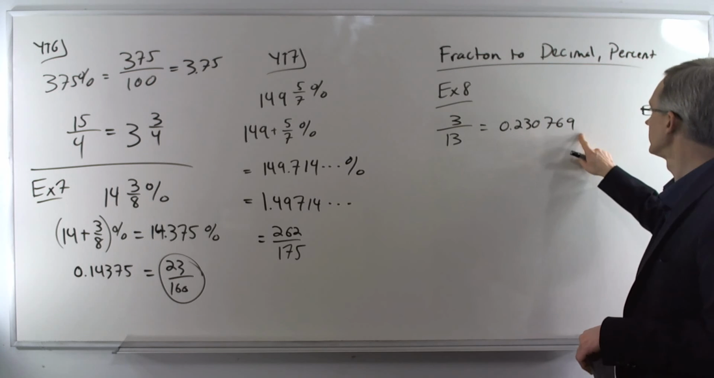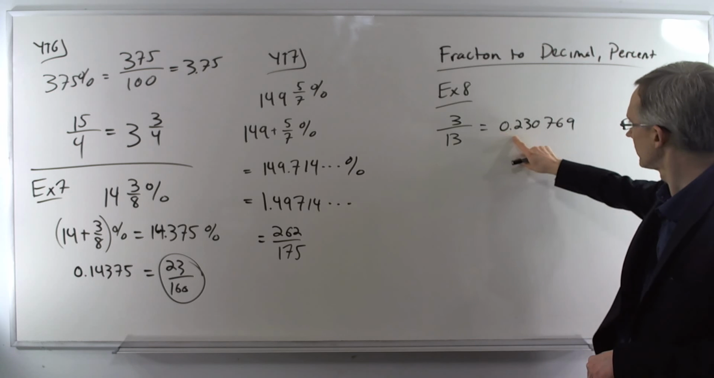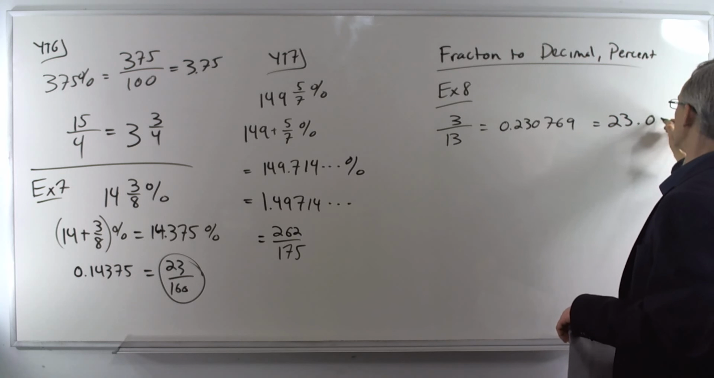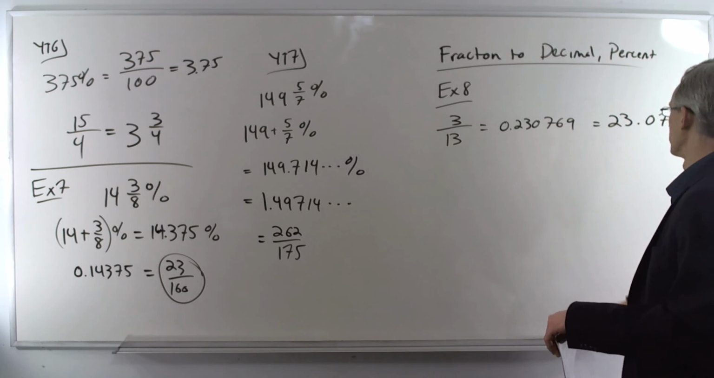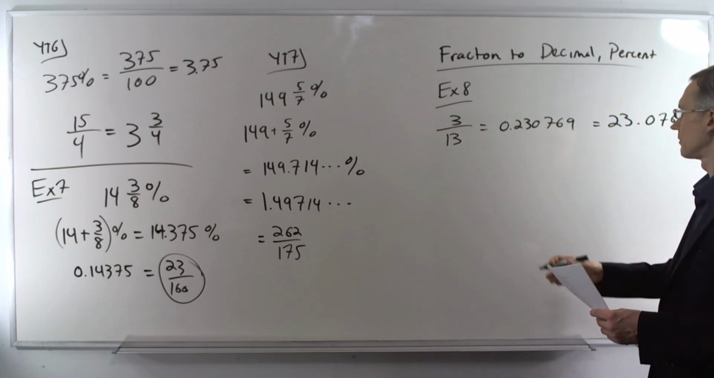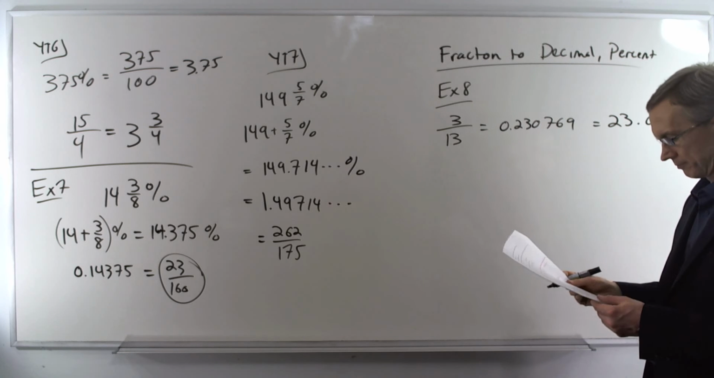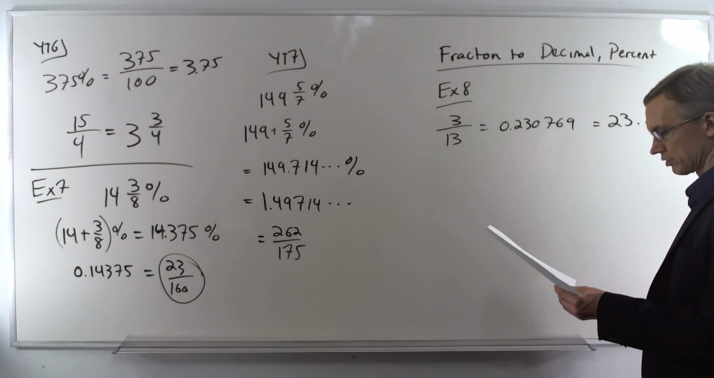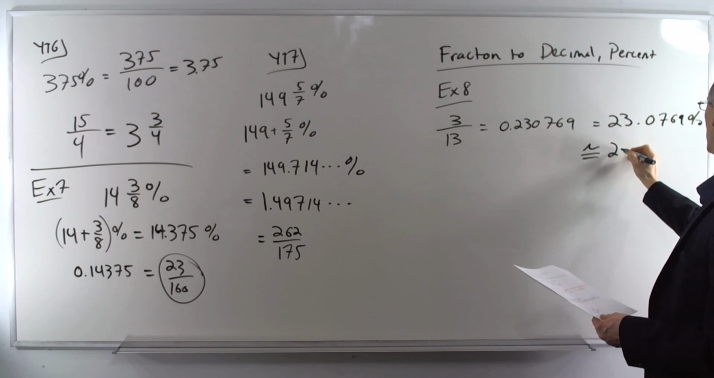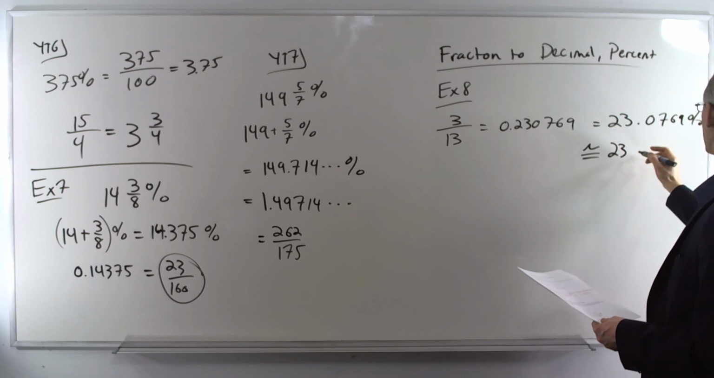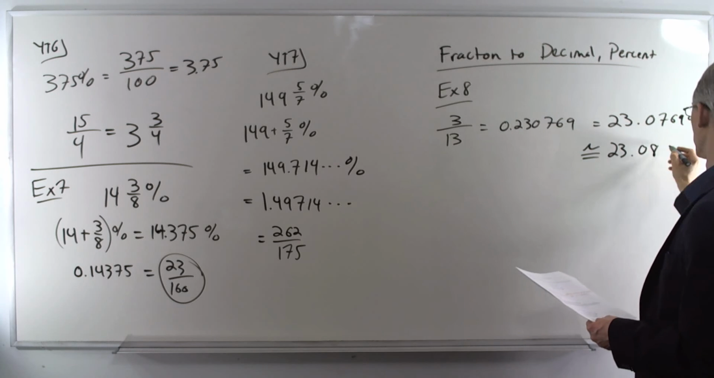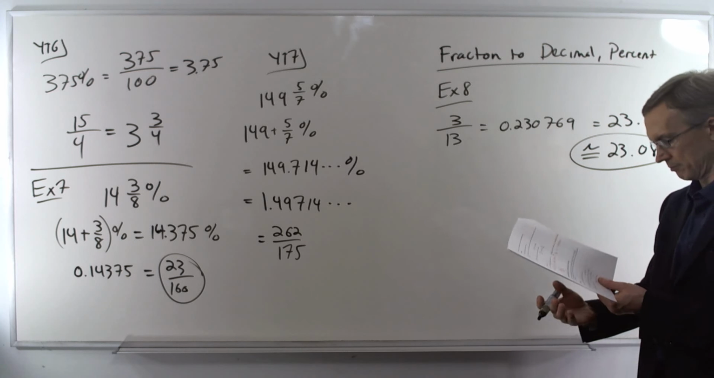To convert to a percent then, we're going to do what we did before. We're going to take that decimal point and move it 2 to the right. So that is 23.0769%. And then, depending on the problem, you may be asked to round to a certain digit. So in the example, we round to the nearest hundredth. All right, hundredth place is second over from the decimal point, so that is 0.08, because 6 is greater than 5, so we increment that one to 8. So it's approximately 23.08%.